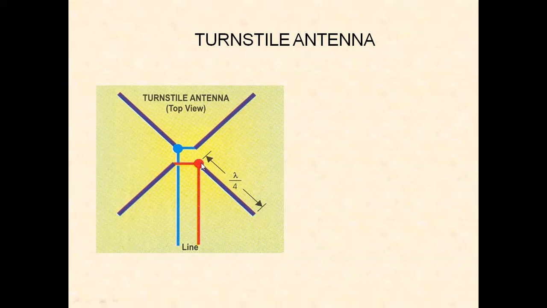Then take a lambda by 4 element, another lambda by 4 element, then it forms a lambda by 2 half wave dipole. Then place another lambda by 4 element and another lambda by 4 element, and this forms the second half wave dipole placed perpendicular to each other. Then here we are aligning. Inline alignment is there. If one is fed with 0 degrees phase shift, the other one should be fed with 90 degrees phase shift.